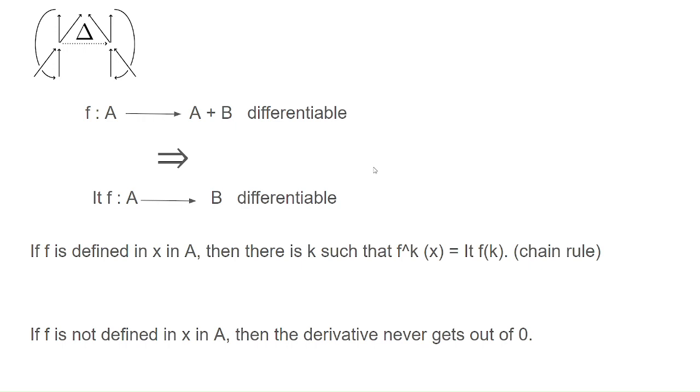But what it means is that if f is defined at a point in the domain, then there is k such that f^k(x) is equal to the iteration of f, and what we do in this case is the chain rule. The category already takes care of that, and if f is not defined at a, or if the iteration of f is not defined at a, then the derivative never gets out of 0, it will be 0.